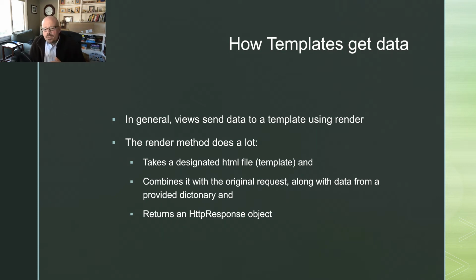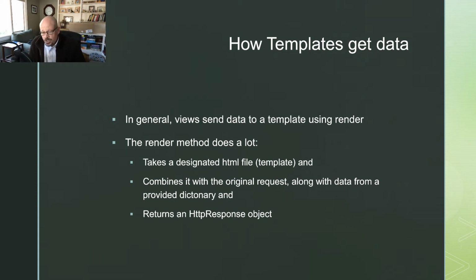The render method does a lot. It takes a designated HTML file, that is a template, and it combines it with the original request along with what data you want to actually send to it. And it combines the two and generates a dynamic HTML page. It's really cool. Now, early in the semester, I mentioned to you that every Django view must return an HTTP response object.